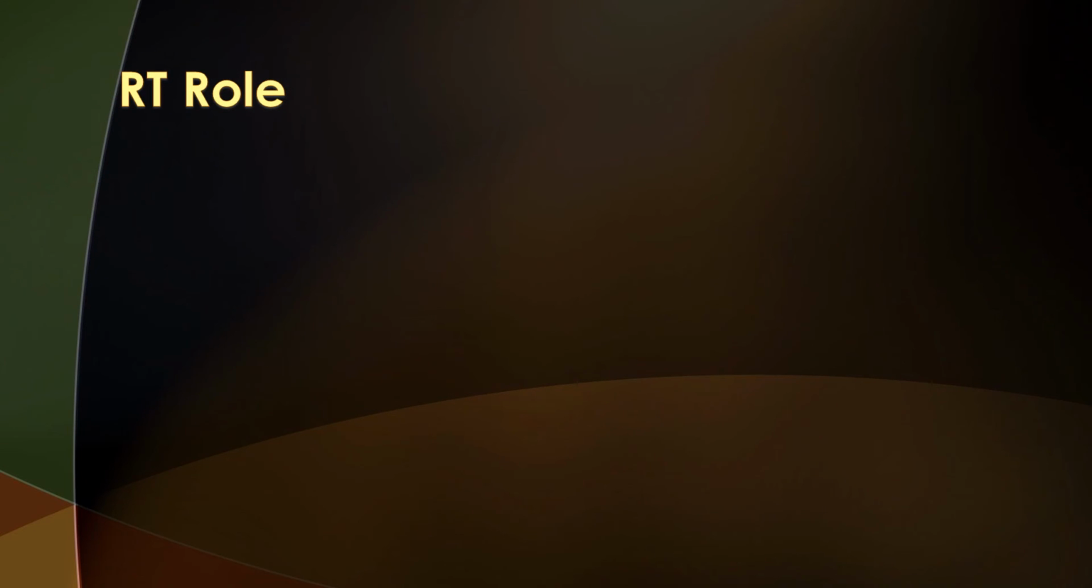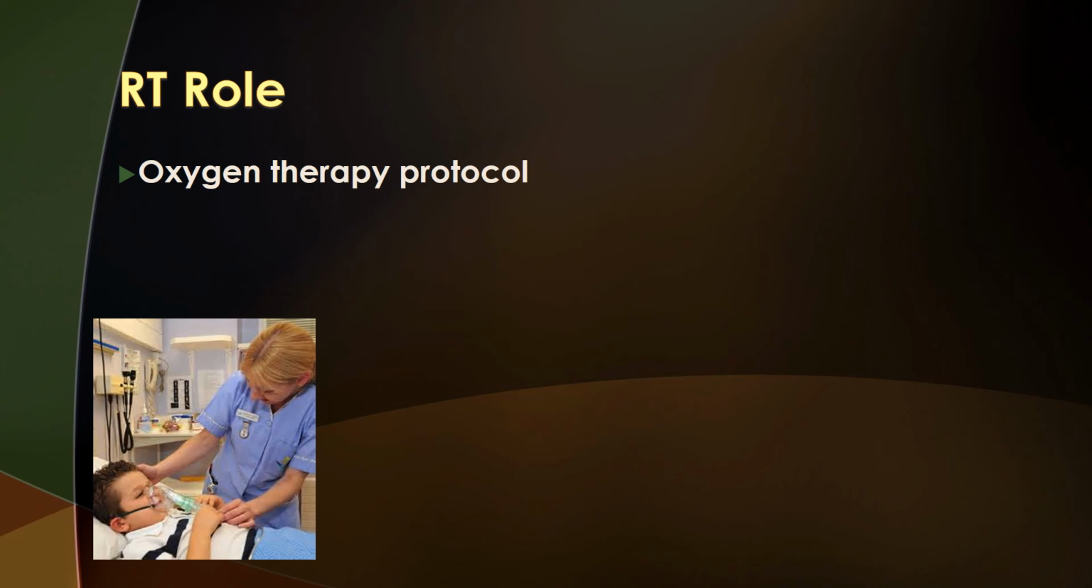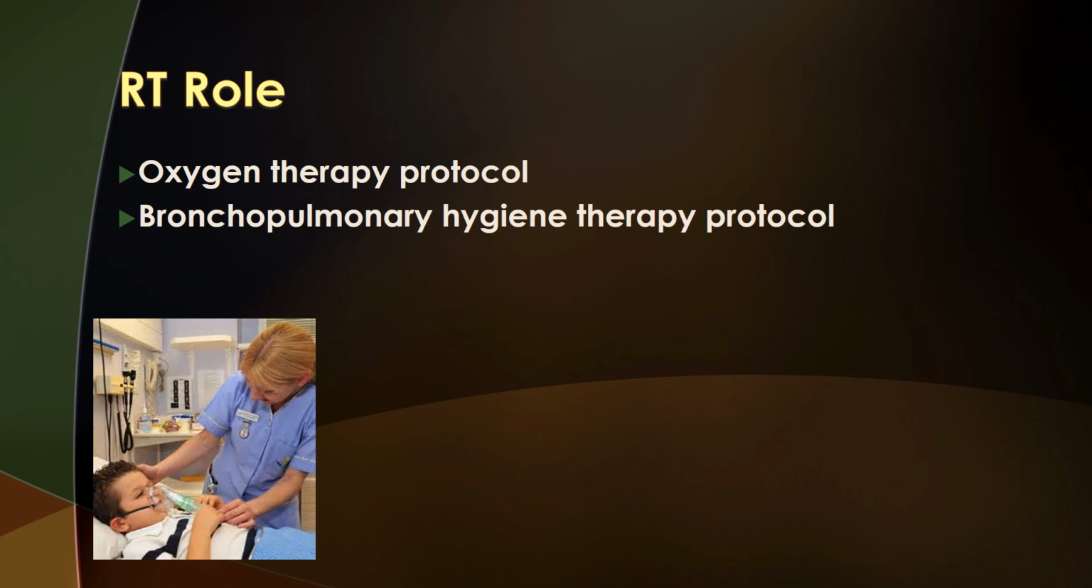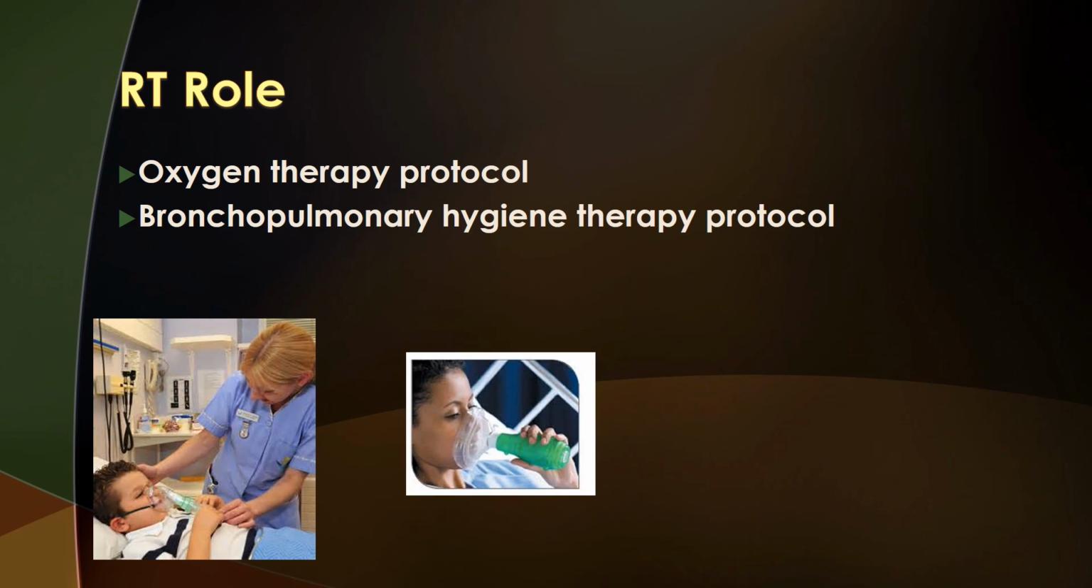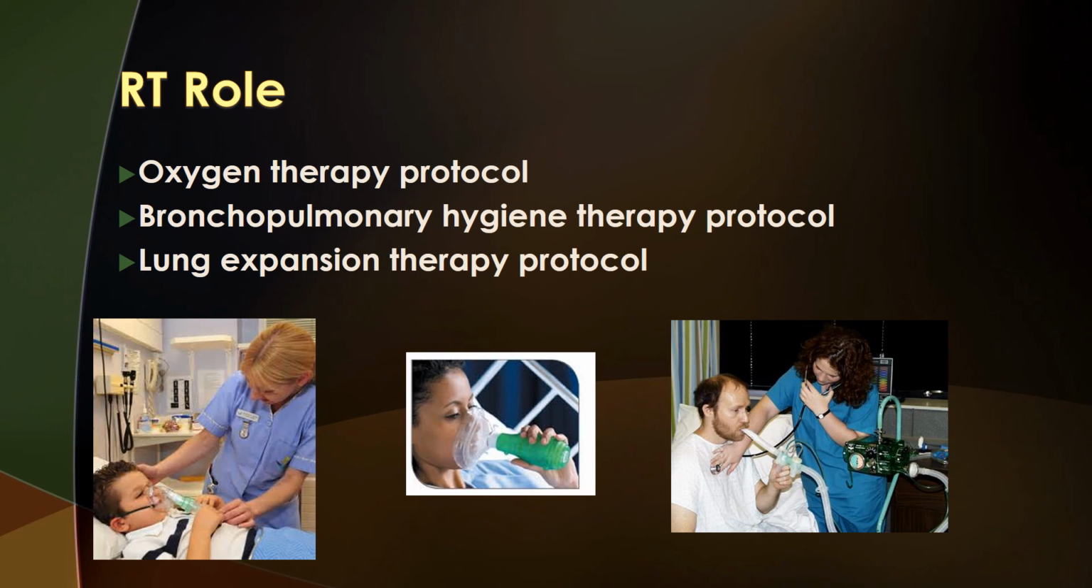So what is the role of an RT? Well, let's begin with oxygen therapy protocol. Oxygen therapy is used to treat hypoxemia that is commonly caused by atelectasis and pulmonary shunting. It is also used to decrease work of breathing and myocardial work. Second, bronchopulmonary hygiene therapy protocol. There are a number of ways to mobilize secretions, such as CPT, PEP, such as flutter, acapella, chest percussion, and suctioning. And third, lung expansion therapy protocol, which is used to counteract atelectasis, such as IPPB.